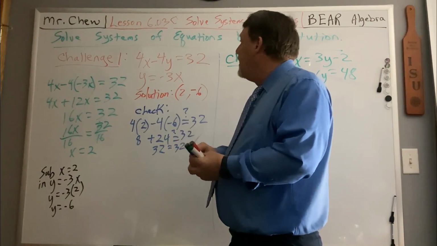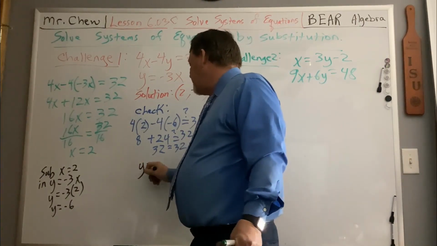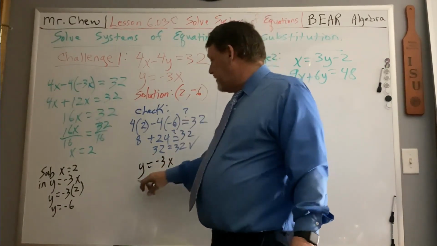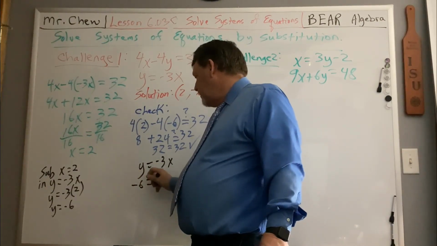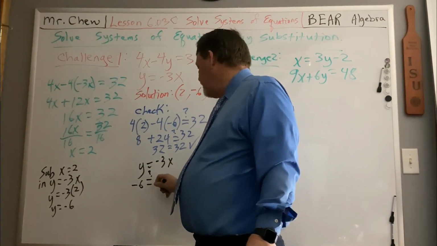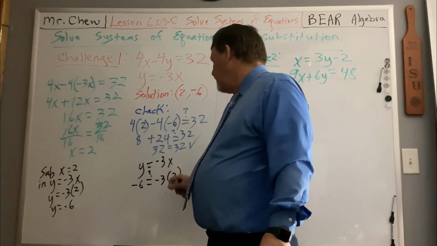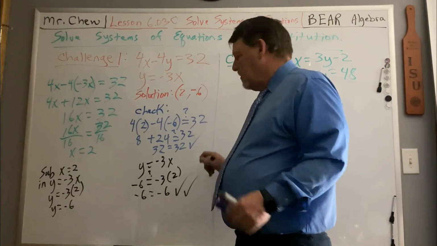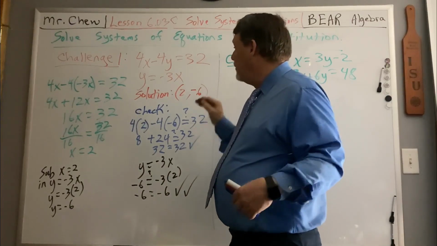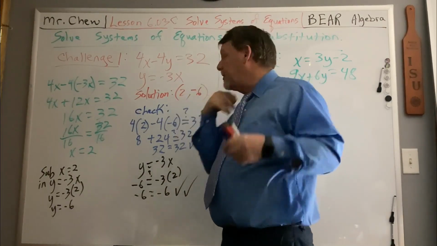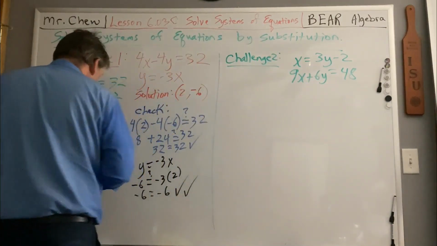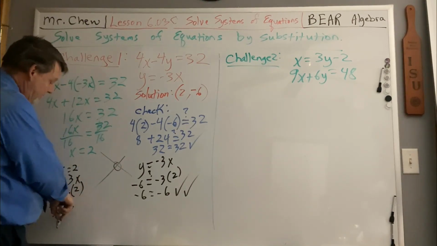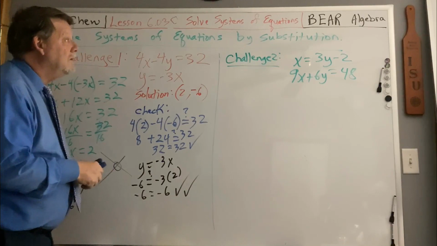So what am I going to do? Now I'm going to substitute into this second equation, and I'm going to put a 2 where the x is and a negative 6 where the y is, with a question mark. Does negative 6 equal negative 6? Yes, it does. So what does it mean when they both check? It means that's where the two intersect. And if you were to graph these, and I'm not graphing them right now, that would be the point 2, negative 6. All right.